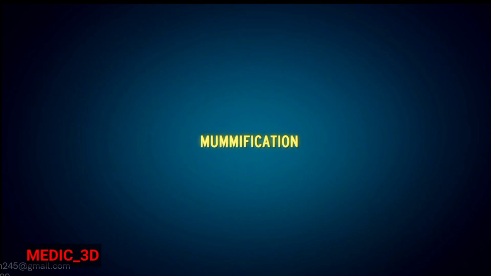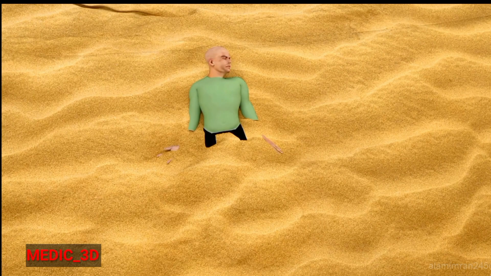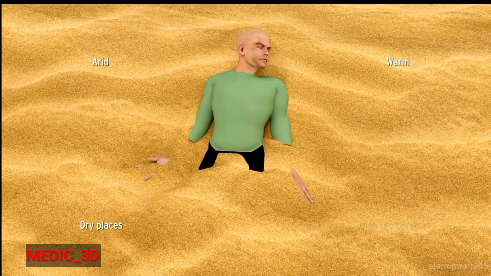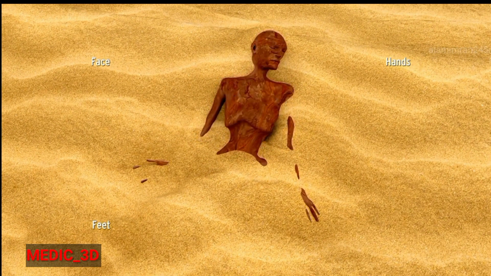Mummification. Mummification is a modification of putrefaction. Mummification of body takes place in very arid and dry places, which is accompanied by warm or high temperatures. This happens because of dehydration or drying of the cadaver. It begins in the exposed parts of the body like face, hand, and feet, and subsequently extends to the entire body, including the internal organs.